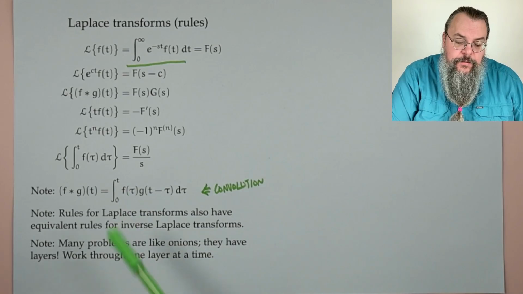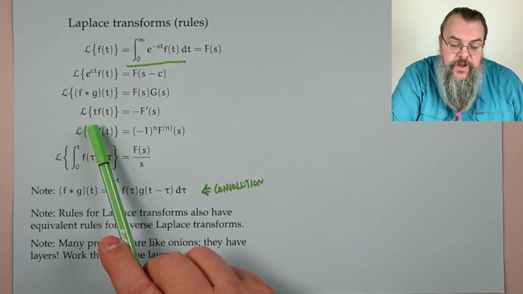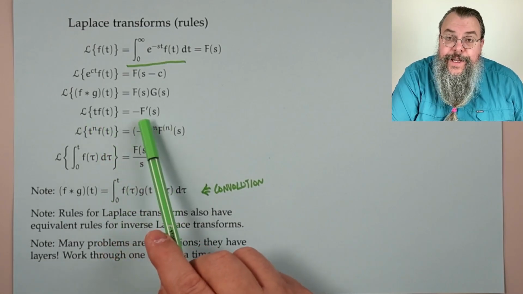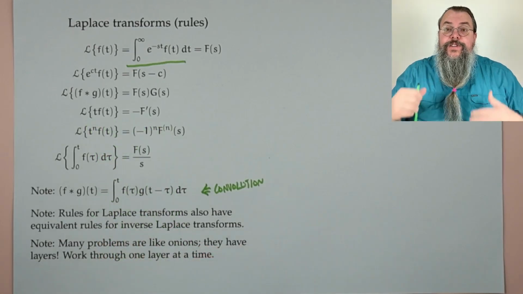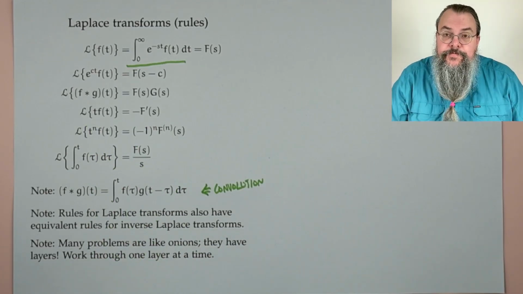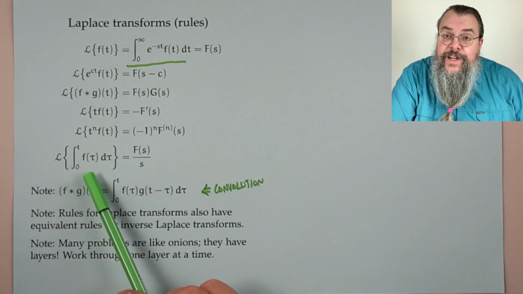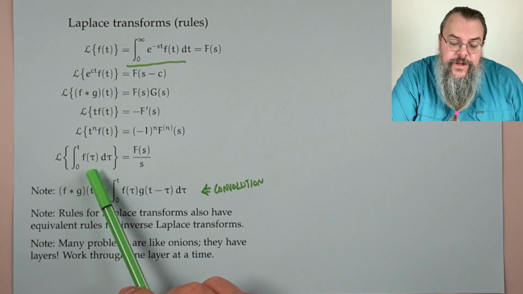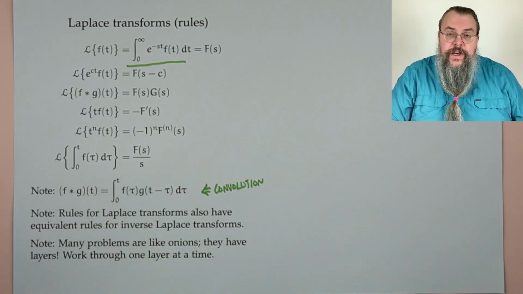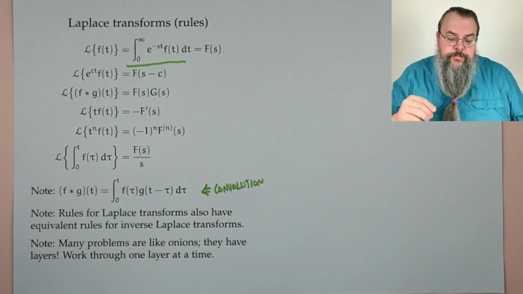We also have a rule about what happens if you multiply a function by t. Well, in that case, you take the derivative and add a minus sign. So there's ways to put in factors of t. And, all right, what if we find the antiderivative? Well, to find the antiderivative, we divide by s. And, of course, there's a few more. Again, we'll talk about some as we go on.